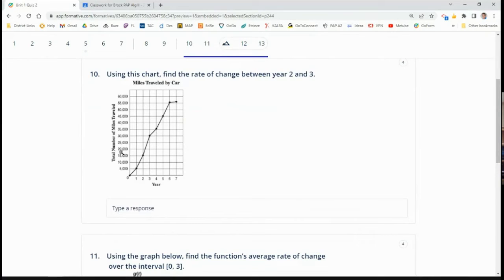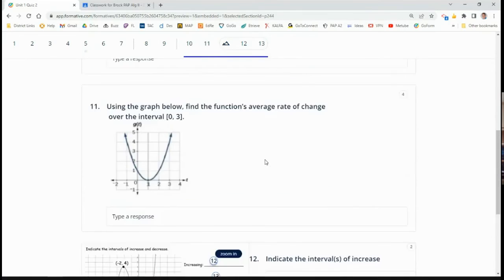It's a graph. Make sure these are thousands over here. So it's not like, oh, its rate of change is 3. No, it didn't go up 3. It went from 15,000 to 30,000. So make sure you're paying attention to what the values are.